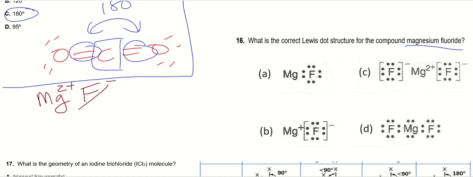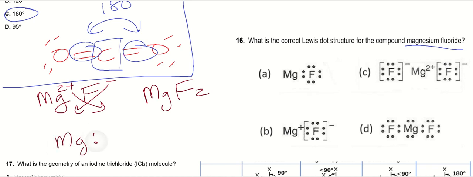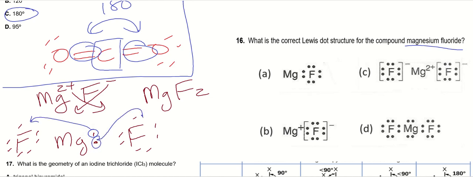We're going to need to crisscross these numbers to get the formula unit, and so it's going to be MgF2. So we're going to need 1 magnesium, 2 valence electrons, and 2 fluorines. I could have drawn this a little better. That's going to go there. That's going to go there.